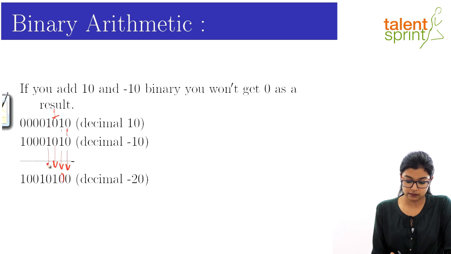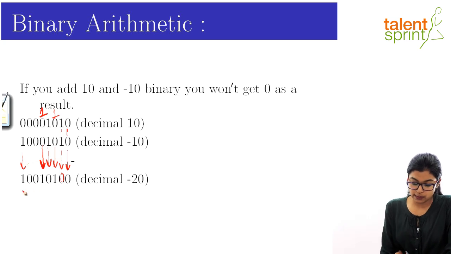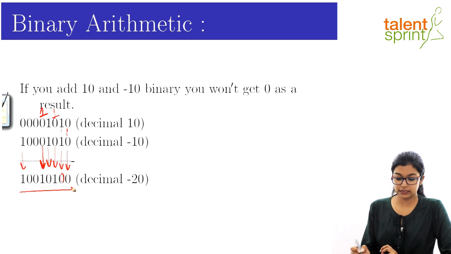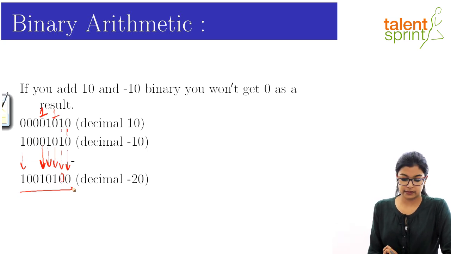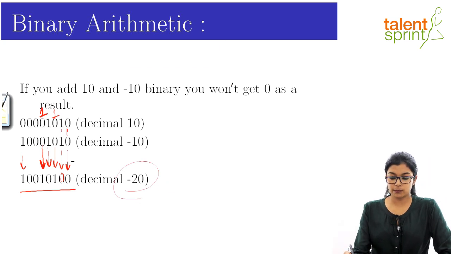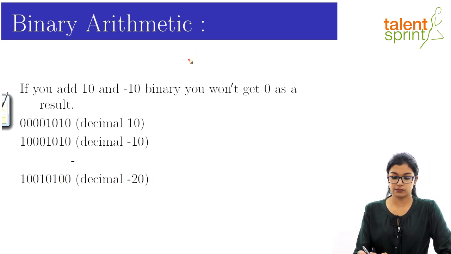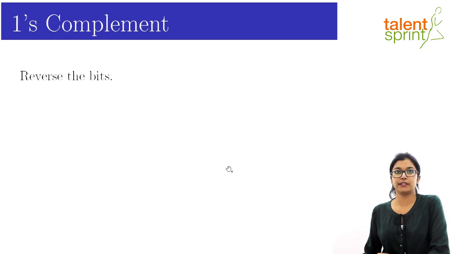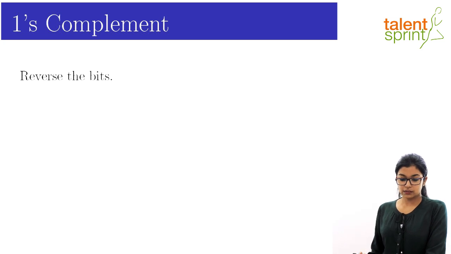Again 1 and 1 will give you 0 and a carry of 1. This 1 will come down here. 0, 0 and 0 and 1 will add up to 1. So this number should ideally have been mathematically 0, right? But this number came out to be minus 20. So this is the problem with our signed magnitude representation, and that is the reason why we moved on to 1's complement.